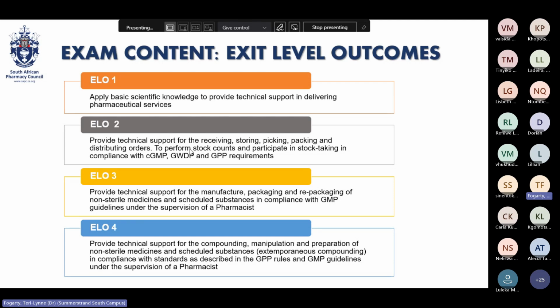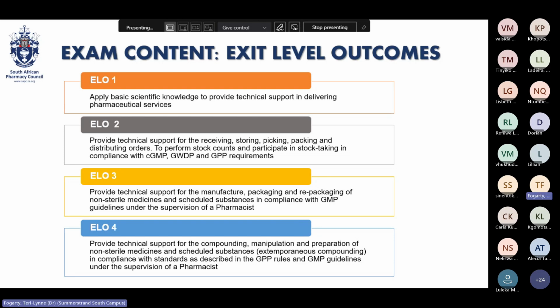The ELO 2 is to provide technical support for the receiving, storing, picking, packing, and distributing of orders, to perform stock counts and participate in stock taking, and those to be done in compliance with good practice standards. If we have to summarize ELO 2 into 2 words, we could say that the main focus of ELO 2 is stock management.